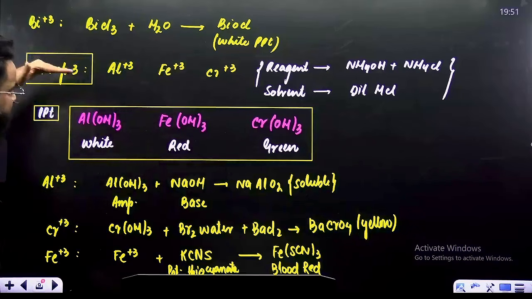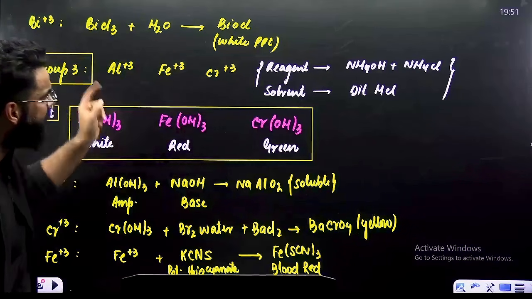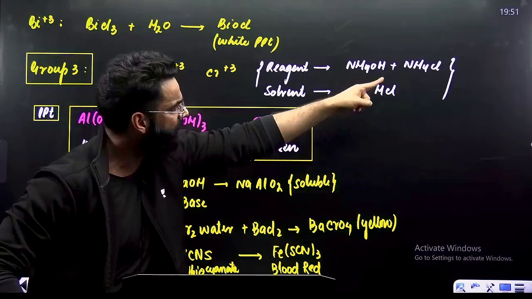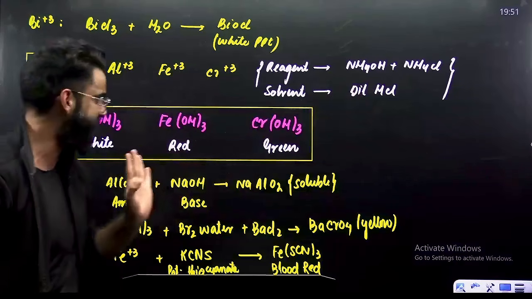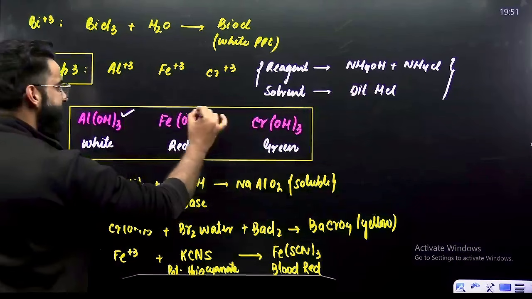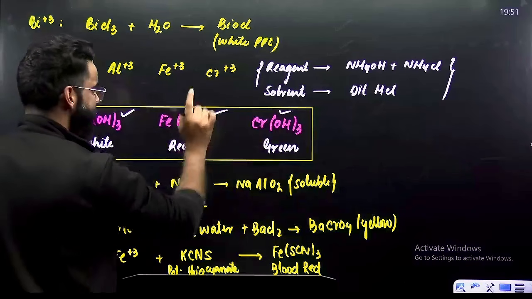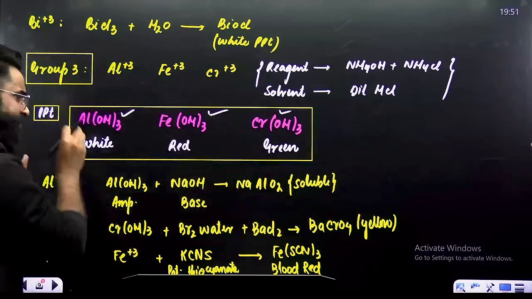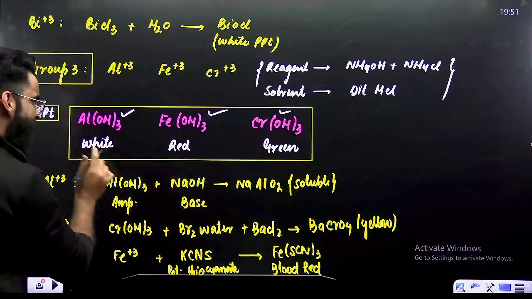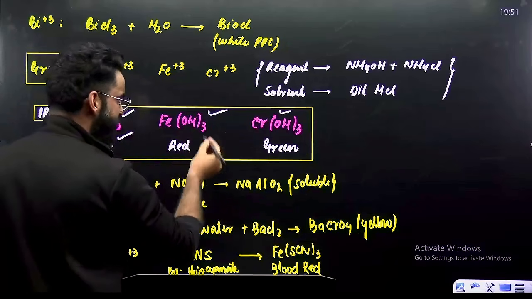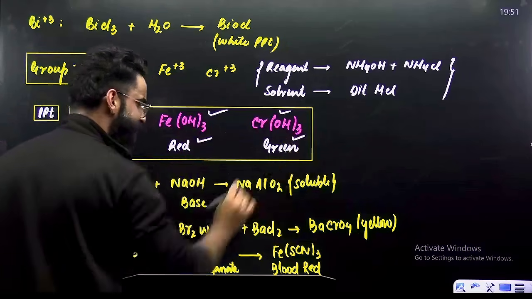My dear students, your group 3. Group 3 contains these 3 cations, and the reagents used are NH4OH plus NH4Cl. Solvent used is dilute HCl. Now, first of all, these are the hydroxides of these ions, and you need to remember their color first of all. Aluminium hydroxide is white in color. This Fe(OH)3 is red in color, and this is green in color.